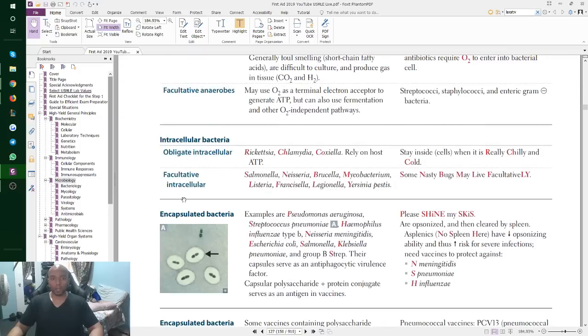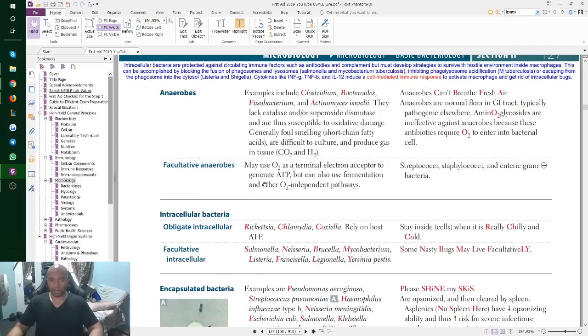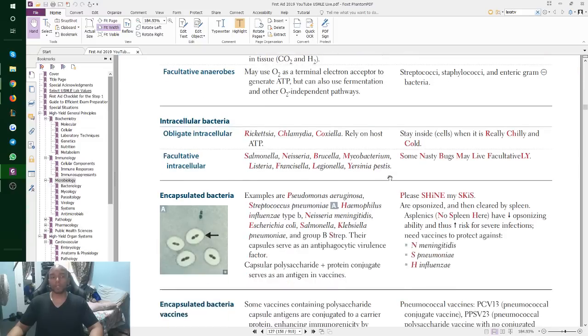So down here is one other distinction of anaerobes, which is facultative anaerobes. So facultative basically means they may use oxygen as a terminal electron acceptor to generate ATP, but can also just use fermentation and other oxygen-independent pathways. And these guys, the facultative anaerobes, are your streptococci, staphylococci, and enteric, right, the gut gram-negative bacteria.